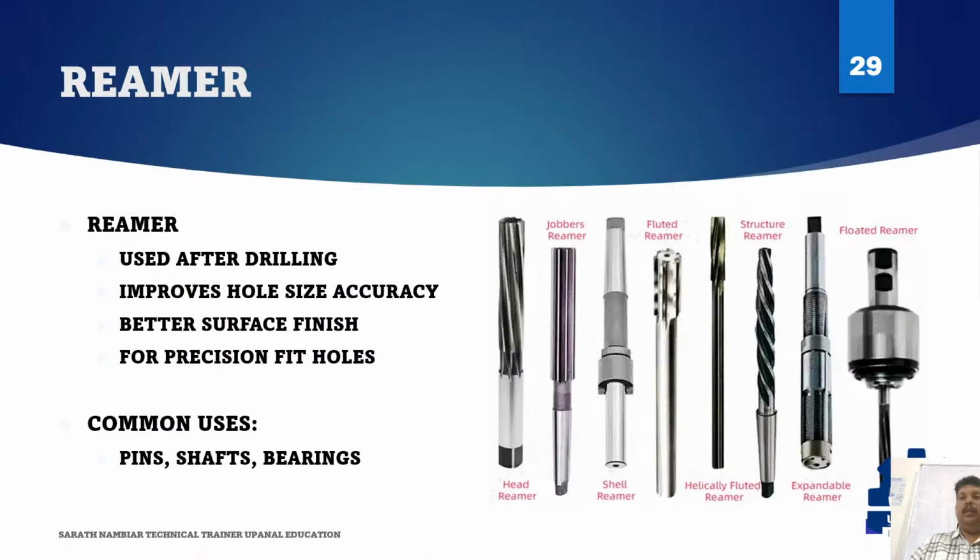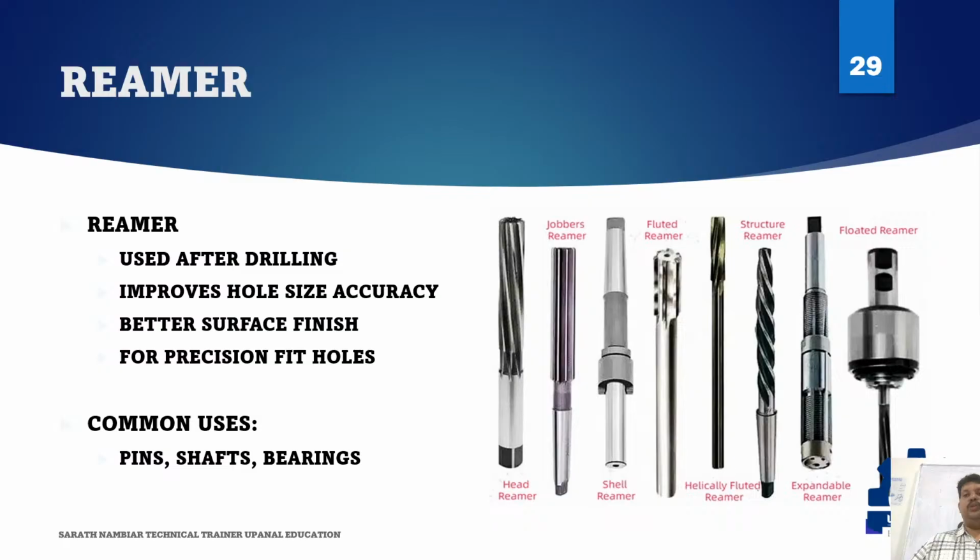Next, let us move to the precision hole finish with a reamer. Suppose you drill a hole. The hole may be acceptable for many normal jobs, but sometimes a drawing demands tighter tolerances, a smoother finish, or a better fit for shafts and pins. That is where the reamer is used.